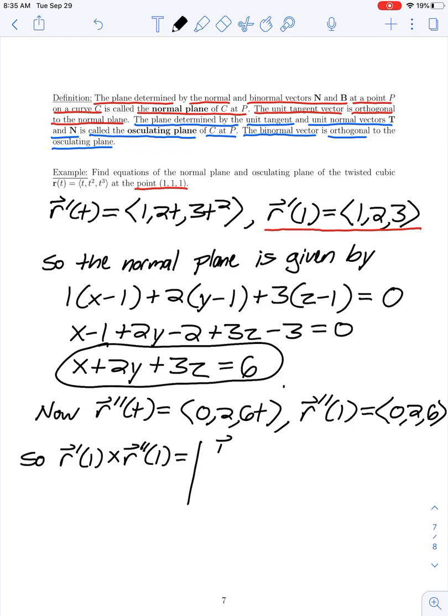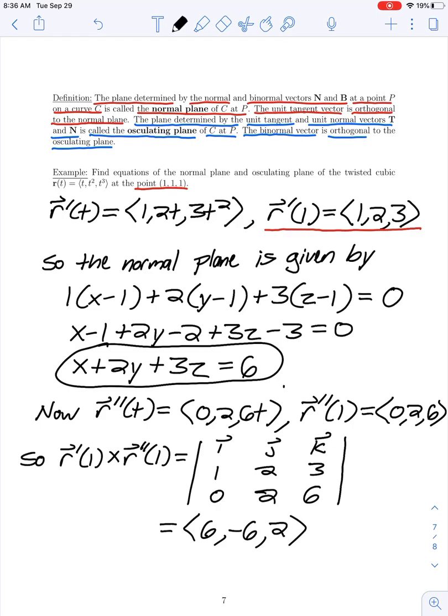So here we have the cross product of two vectors in 3 dimensions, which is given by the determinant of the 3 by 3 matrix, whose first row is the standard basis vectors, i, j, k. Our second row would be r prime of 1, which was 1, 2, 3. And our third row would be r double prime of 1, which was 0, 2, 6. So taking this cross product, our i component would be 12 minus 6, or 6. Our j component would be 0 minus 6. And our k component would be 2 minus 0.